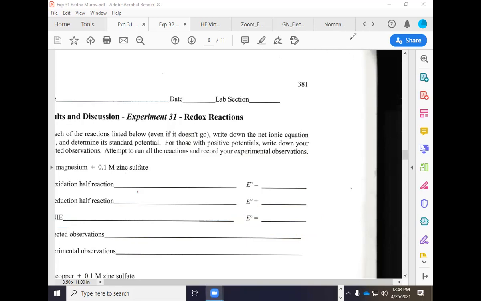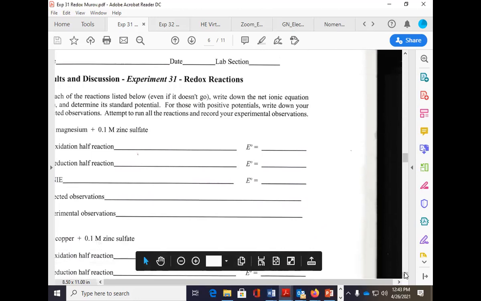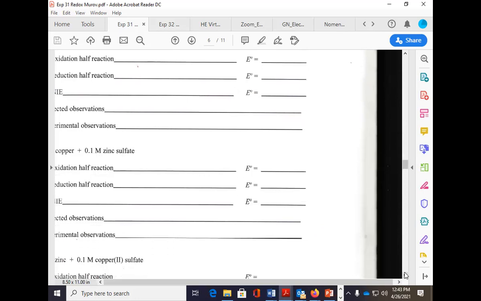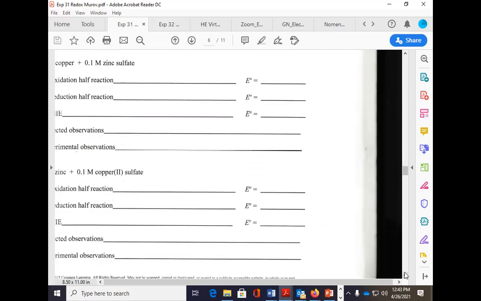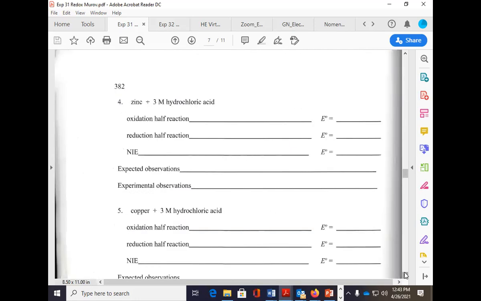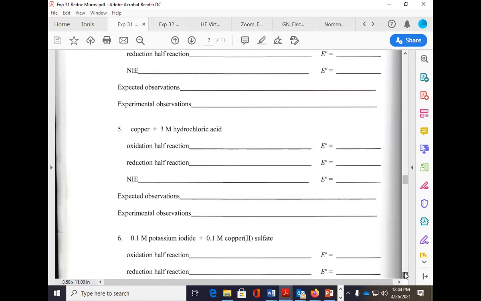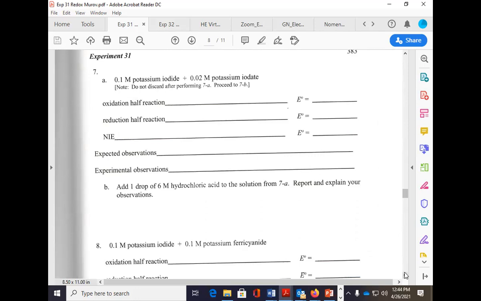So you're going to do this for this first one here, and then you've got another one. You've got copper solid plus zinc. Same idea, zinc solid plus copper +2. Same. Oh, you get to do number 4, same. Number 5, same thing we just did. And you get to do number 6, and there's a number 7, and then there's a 7B.